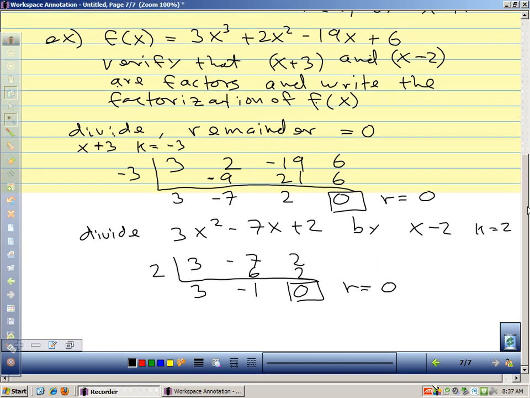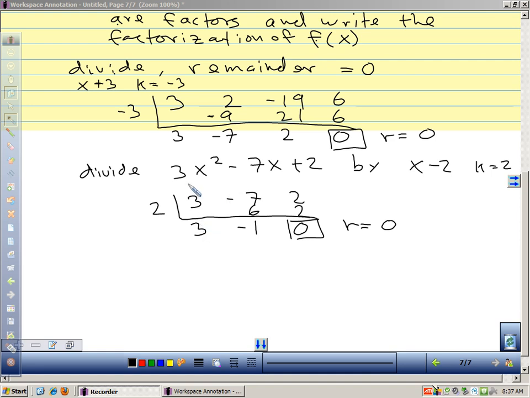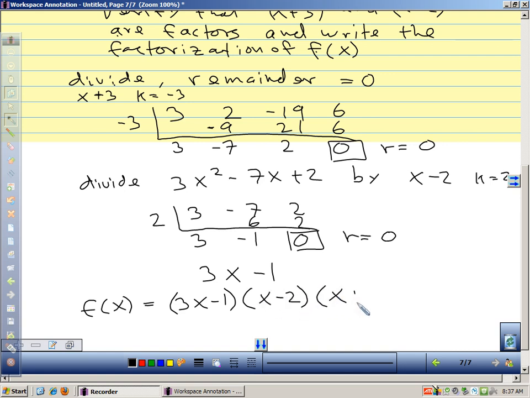And what do I have left? I started with 3x squared minus 7x plus 2. So this tells me I have 3x minus 1 left. So my factorization is all my three factors multiplied together. So f of x equals 3x minus 1 times x minus 2 times x plus 3.